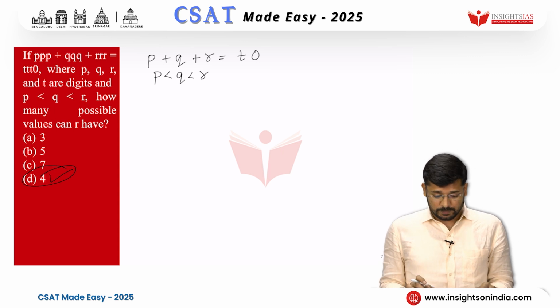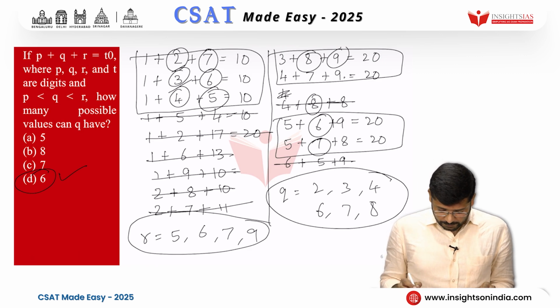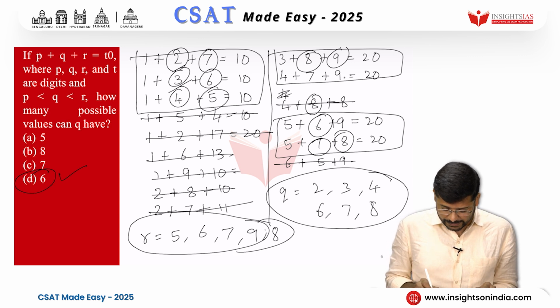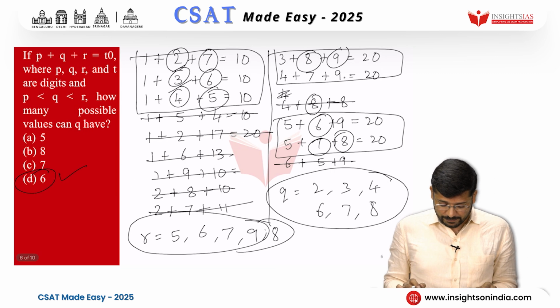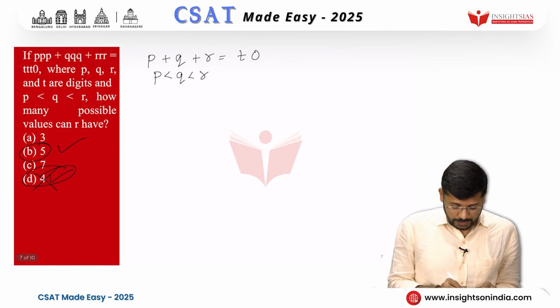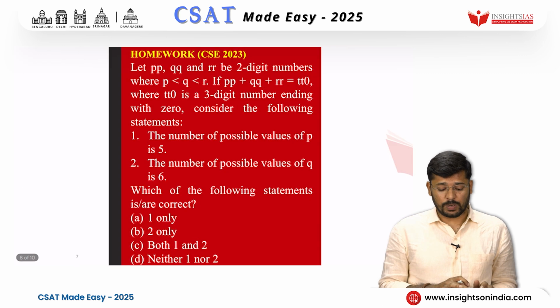Done. Okay. Now 5, 6, 7. We have also 8, right? We have also 8, sorry. So R can have 5 possible values. No, not 4. R can have 5 possible values, starting from 5 up till 9, it can have any value. So R can have 5 values. The answer is option B, 5.